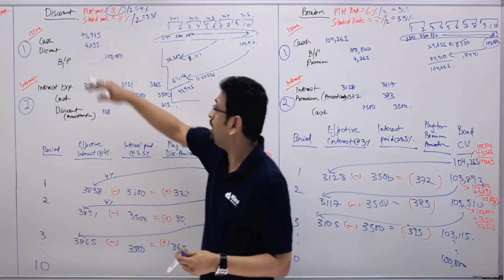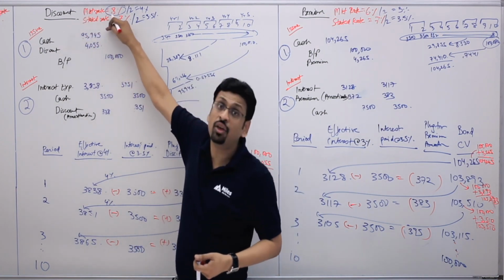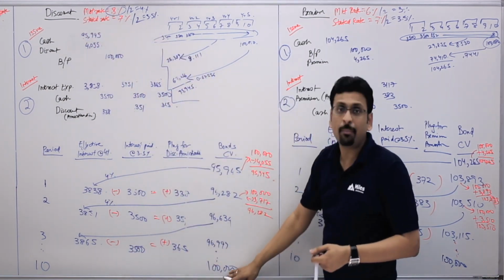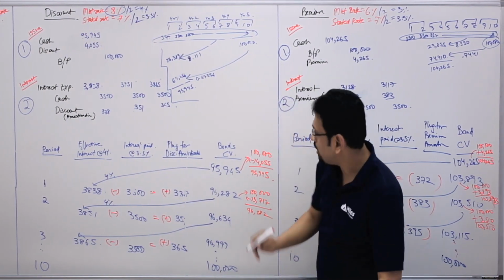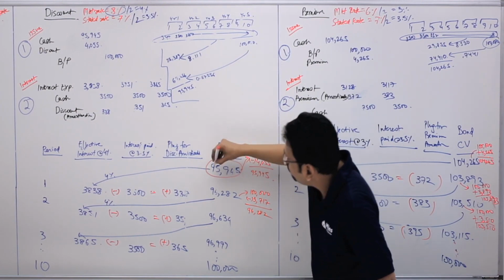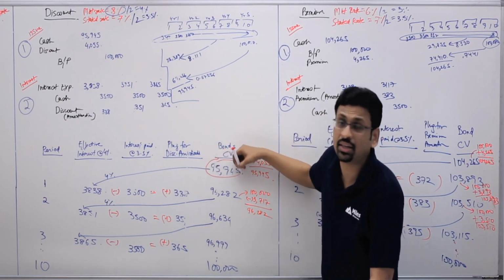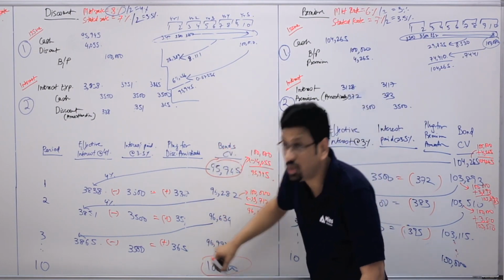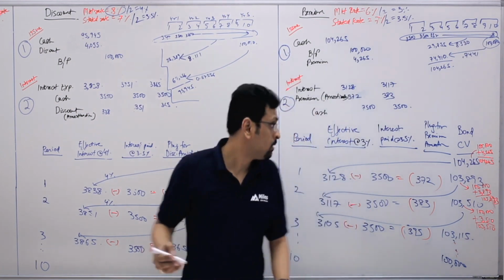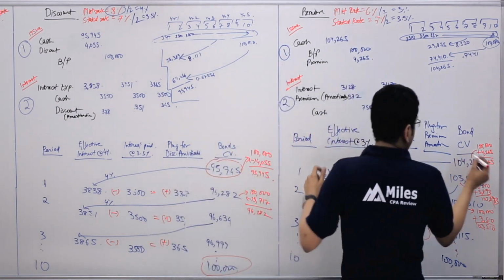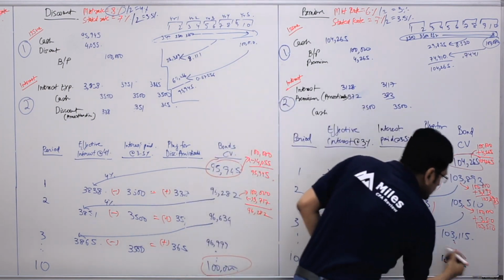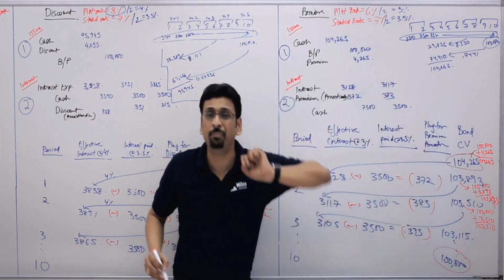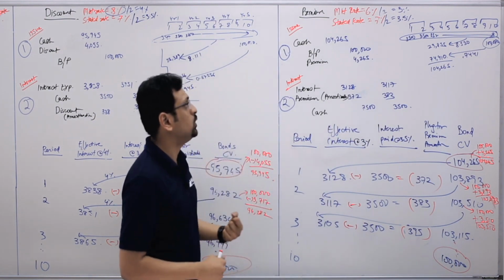Now if you issue it at a discount, you collected 95,945, but at repayment, you give them back $100,000. So guys, this amortization table started at 95,945, the cash that you collected, and ended at $100,000, the cash that you paid out. Here, it started at 104,265, the cash that you collected, and ended at $100,000, the cash that you paid out. Very important for you to understand.